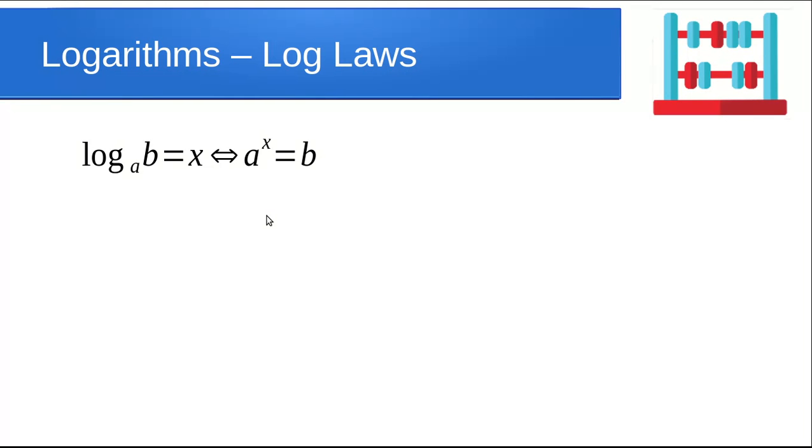There's some other laws as well though. There's the addition law. Log base a of x plus log base a of y is log base a of x times y. This is essentially exactly the same as the index law, which says x to the power of a times x to the power of b is x to the power of a plus b. You add the powers when you're multiplying. Well, with logs, when you're adding the logs, you multiply those values which are within the logarithm. So you get log base a of xy.